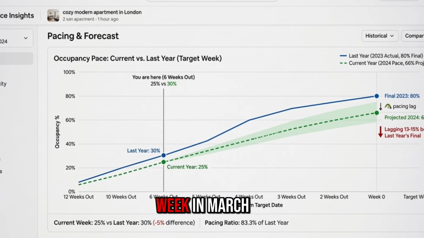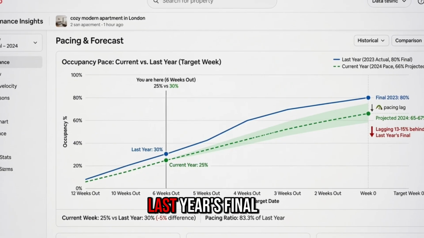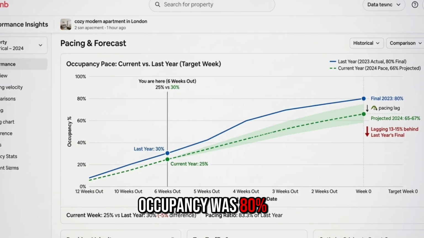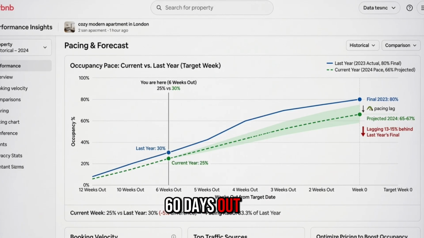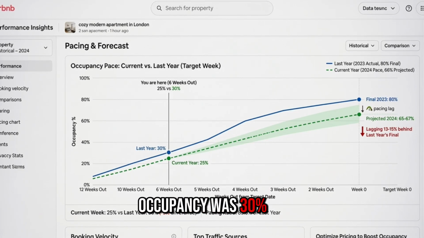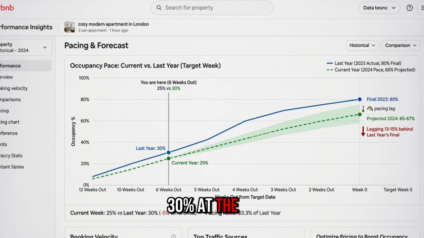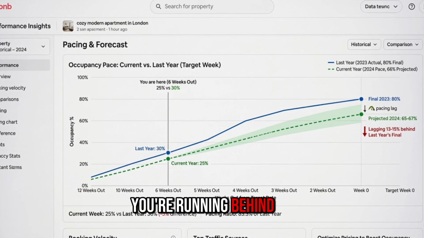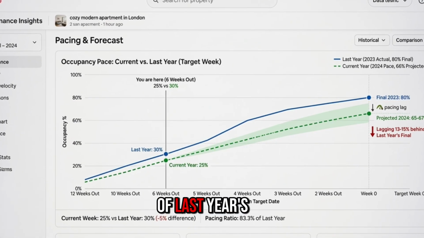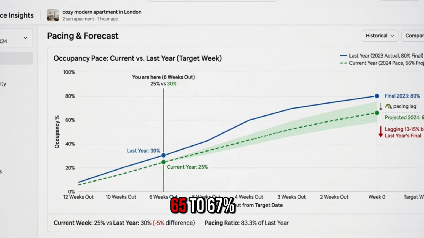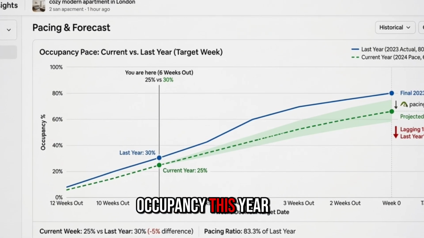Let's say you're looking at a week in March. The chart shows last year's final occupancy was 80%. It also shows that last year at this same point, 60 days out, occupancy was 30%. Now you look at this year. Current occupancy for that week is only 25%. So you're at 25% now versus 30% at the same point last year. You're running behind. If last year ended at 80% and you're running at about 83% of last year's pace, you're projecting maybe 65 to 67% occupancy this year.